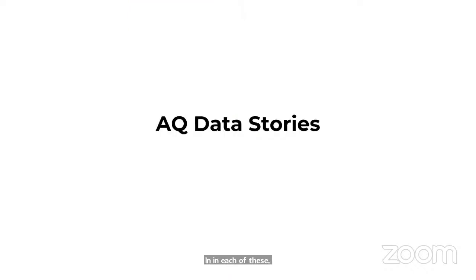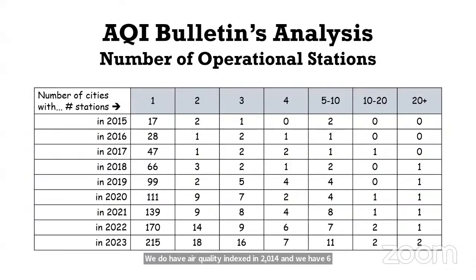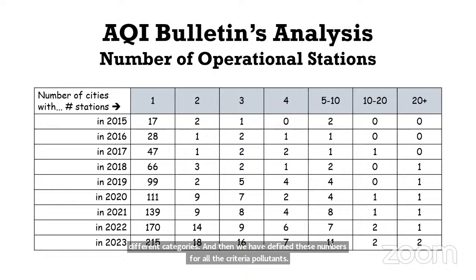And I want to shift gears a little bit to the air quality data stories, because at the end of the day, it's not just about the science part. We are also trying to help the public bodies. So what do they see in aerosol science? We do have an air quality index that was issued in 2014, with 6 different categories, and we have defined these numbers for all the criteria pollutants. So this is where some of the research opportunities exist, where we really need to expand a lot more.